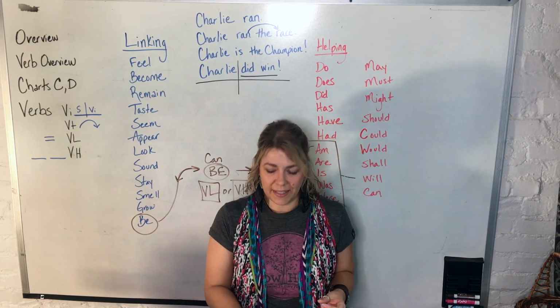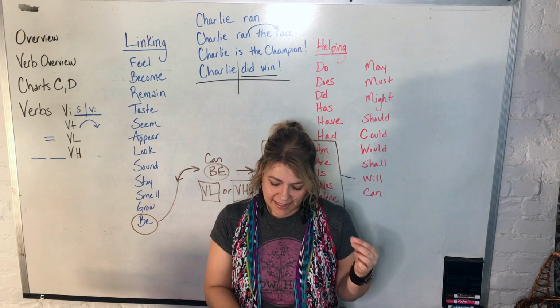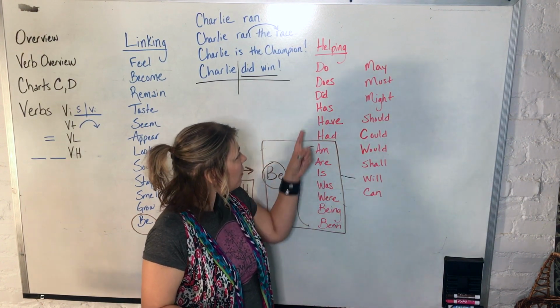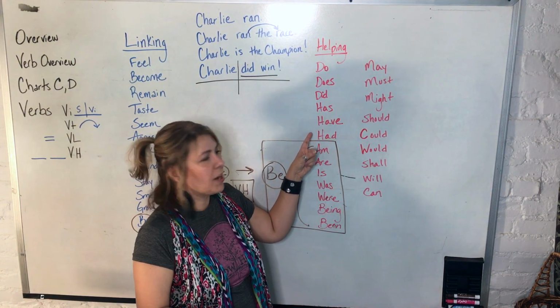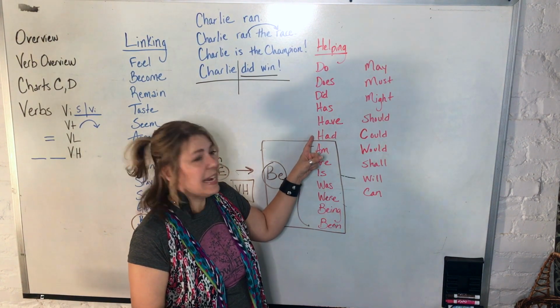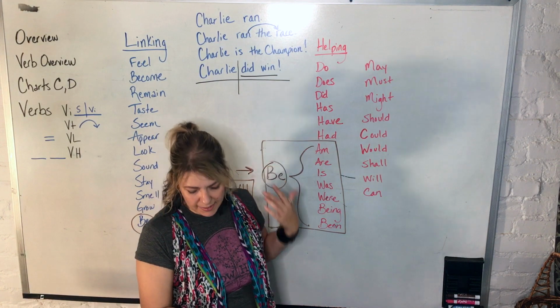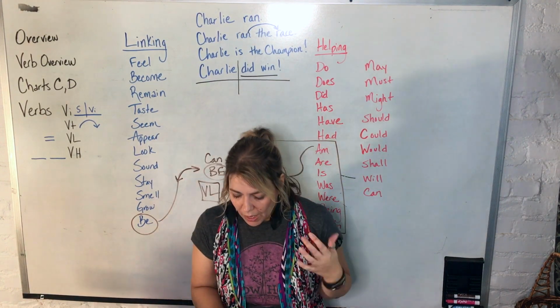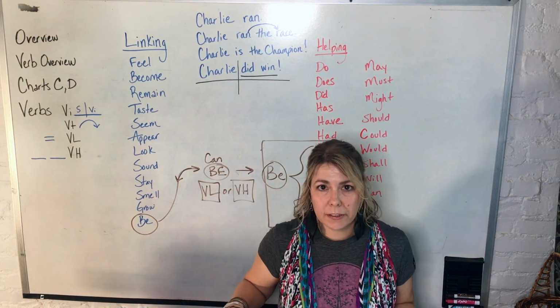Now look at this perfect. Perfect has the correct form of to have, which just means it's going to use has, have, or had. So has or have is going to be in the present, and had is going to be in the past. So check this out. I have cooked.